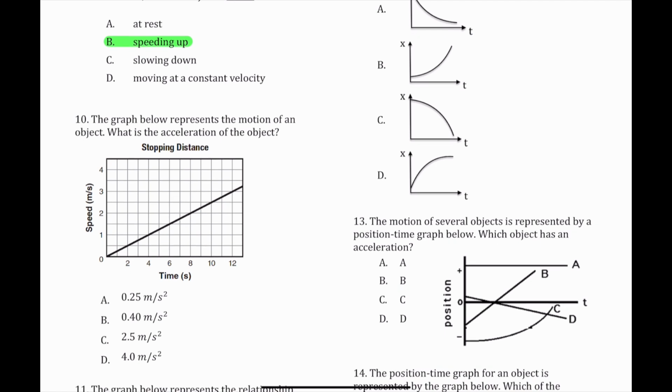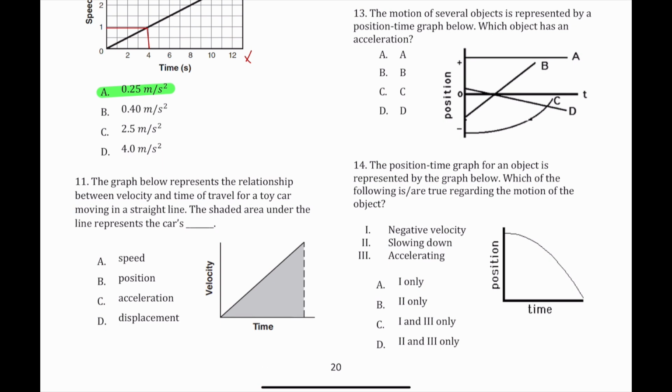10. The graph below represents the motion of an object. What is the acceleration of the object? Here, as it has a constant slope, we can take any point. We divide y over x. So let's say this point. So here we have 1 over 4. So the answer would be 0.25 meters per second squared.